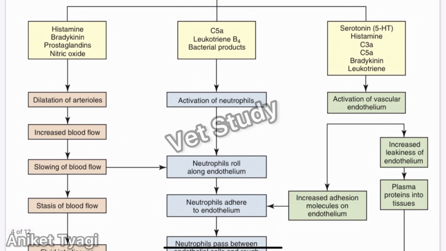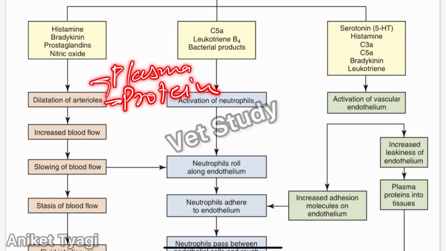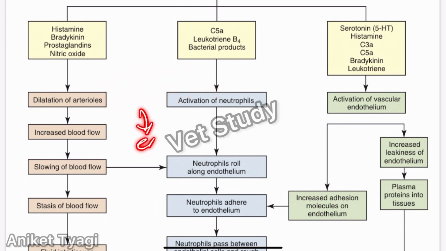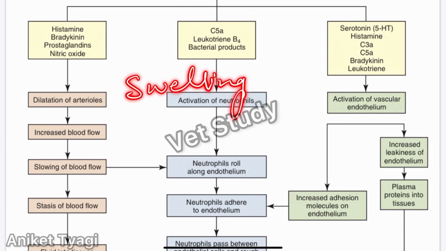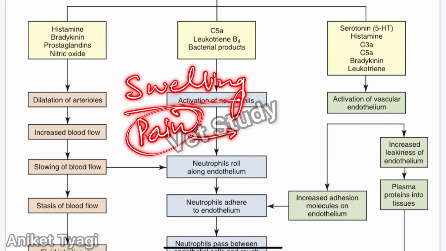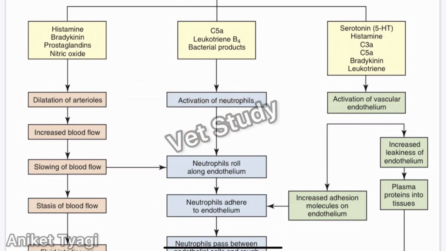So you should remember only this, that they will facilitate this leakage, and due to this leakage of plasma and plasma protein, this will leak into the extracellular space, and due to the leakage of all these things into the extracellular space, there will be swelling. That is another cardinal sign of inflammation, and there will be pain. Why is there pain in this process? Because there will be stretching of the pain receptor due to this swelling.